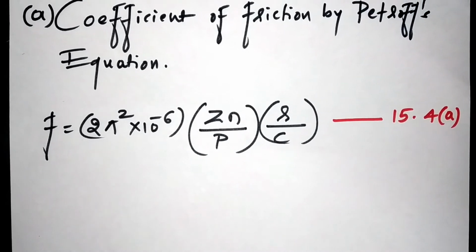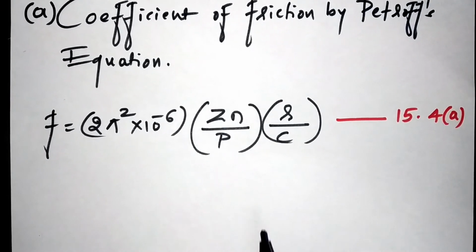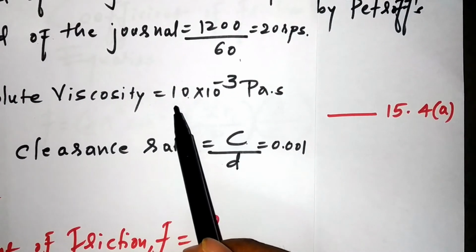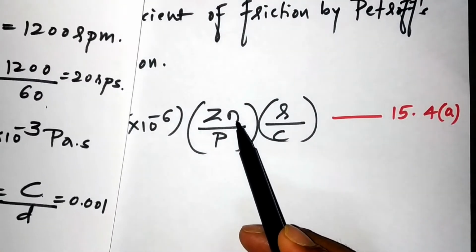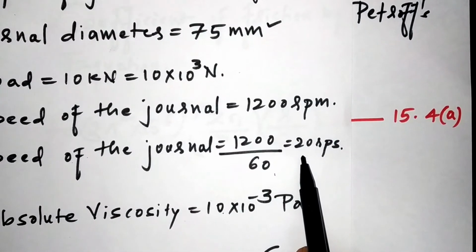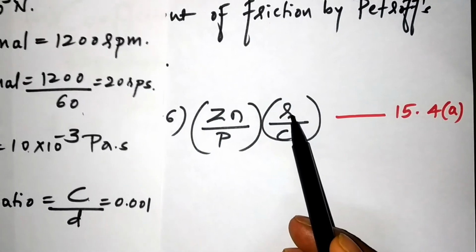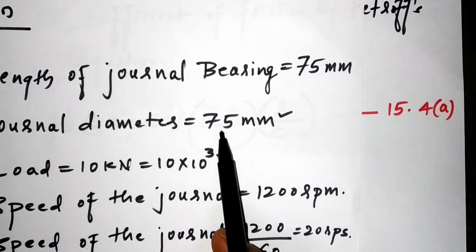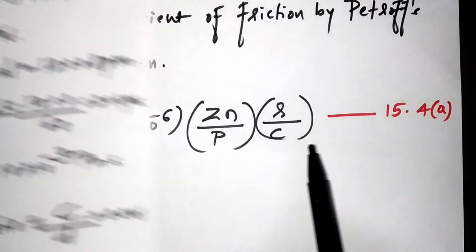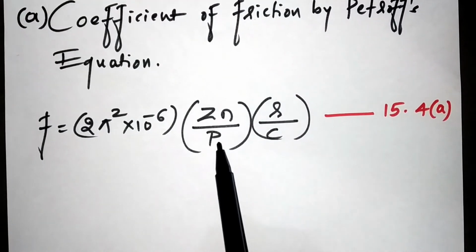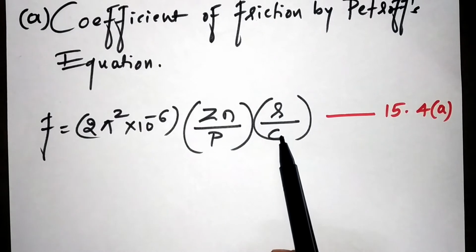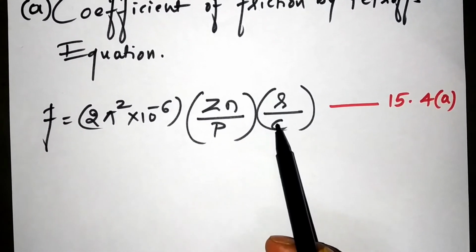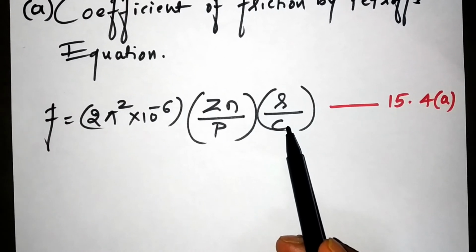First we will see what are the given things known for us. In this equation, Z is the absolute viscosity and that is given in the problem. Next is N, that is the small n, already found out as 20. Next we have R. R is the radius of the shaft. Since the diameter is given, you can easily find out the radius of it. Now what we need to find out here is this P and this C. P indicates the average load carrying capacity, and C is the radial clearance.